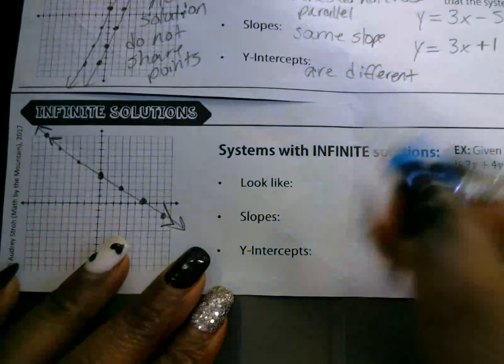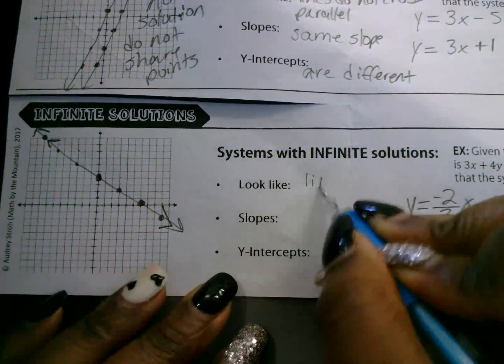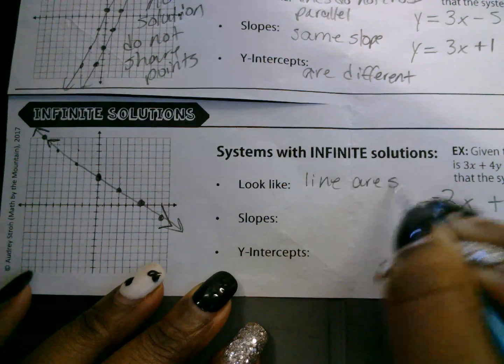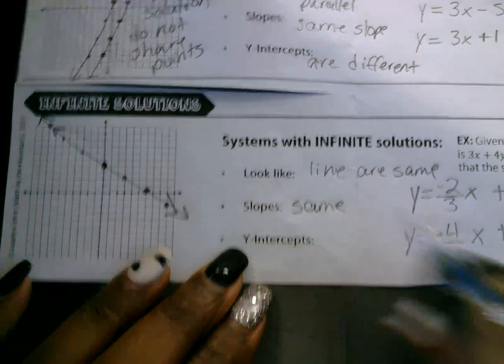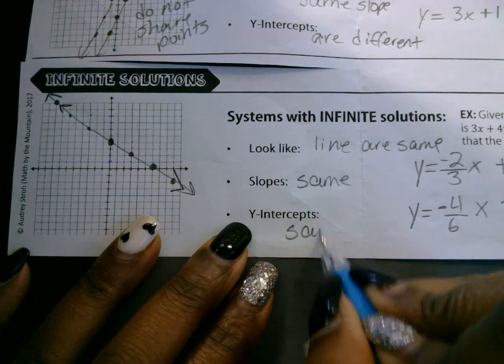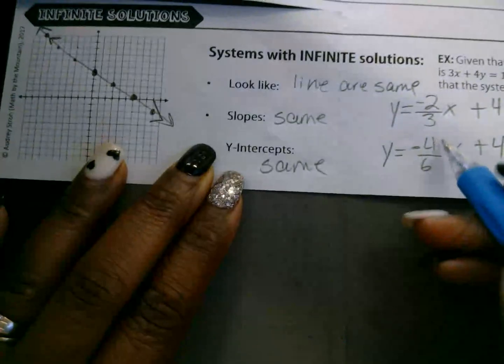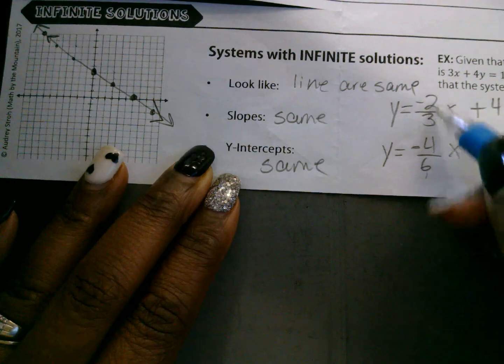So what do they look like? Lines are the same. Slopes, same. Y-intercept, same. If we reduce this fraction, it would be negative 2 over 3.